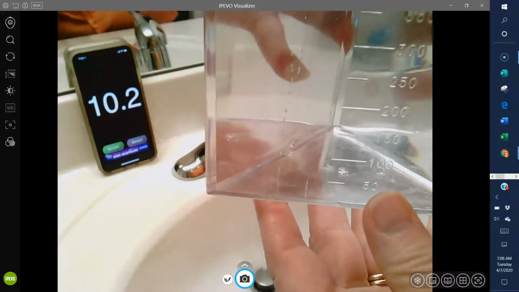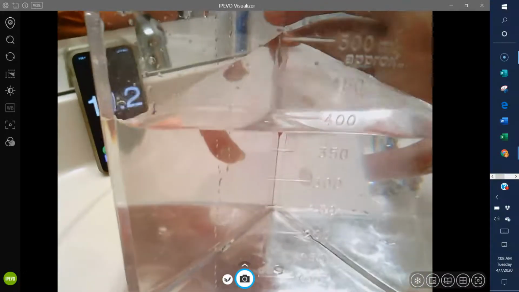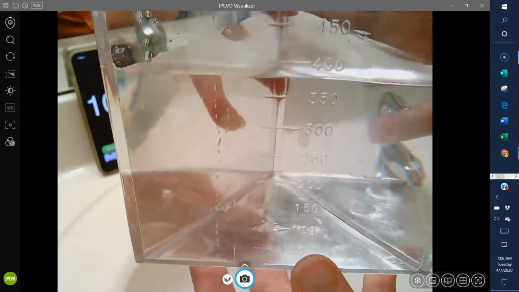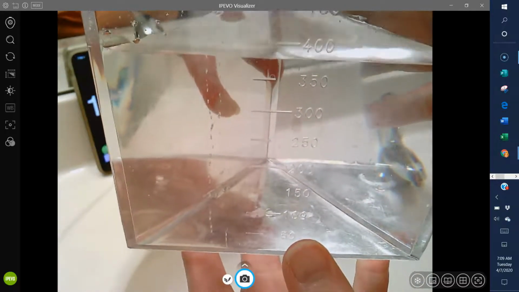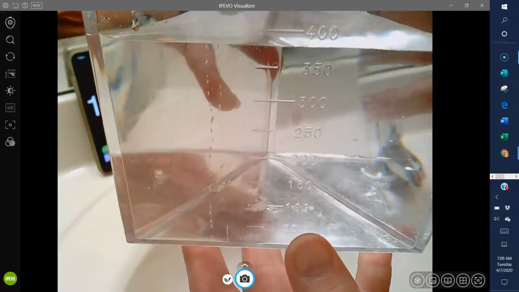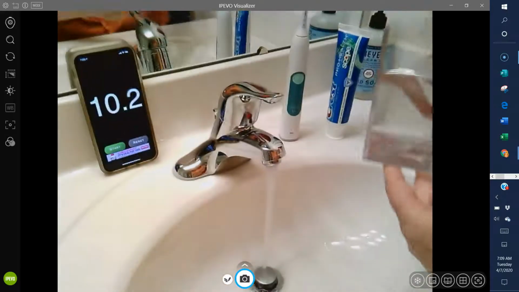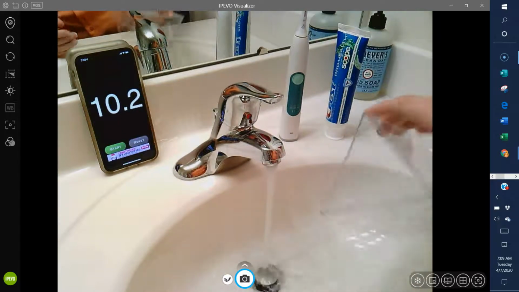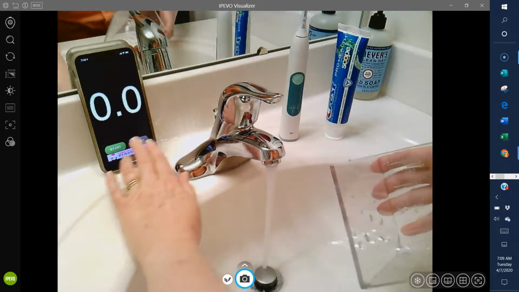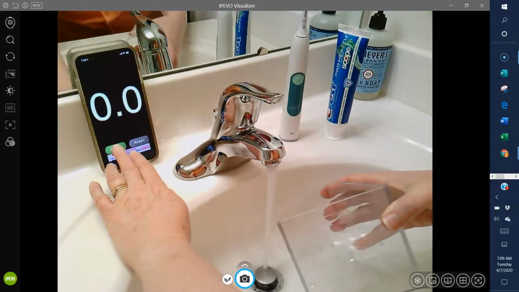Okay, we have 300, whoops, let me fix it where you can see it. I would say to the nearest quarter it's probably like 375, but we might say that's 380 because that's really closer to 400, isn't it? So 380 milliliters first round. Let's reset, try again.